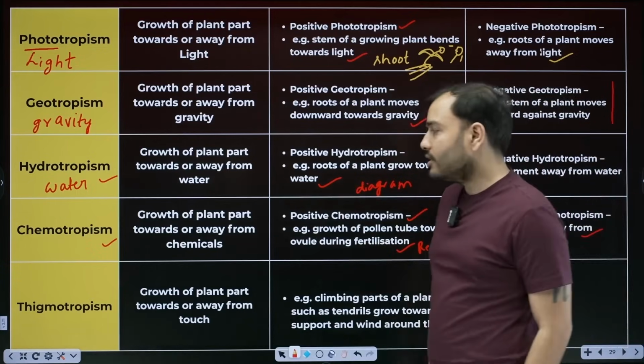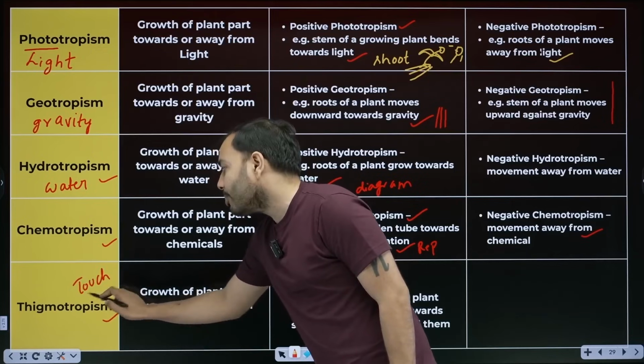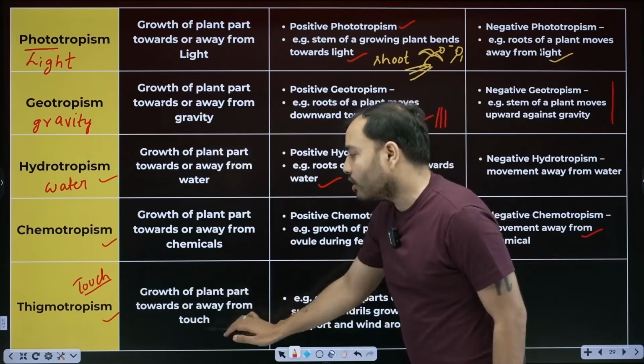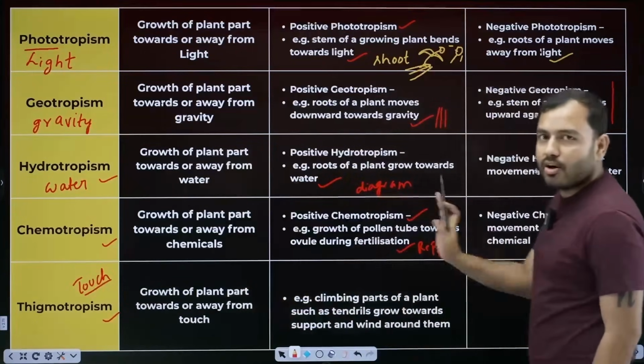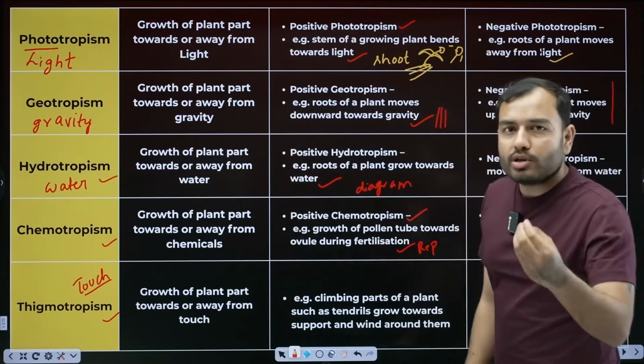Negative means away from the chemical. Next is thigmotropism. Thigmo means touch. It means growth of a plant part towards or away from touch. There is only an example of positive here. So what is positive thigmotropism?